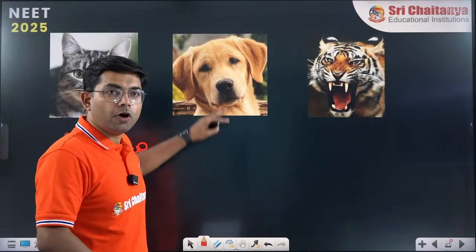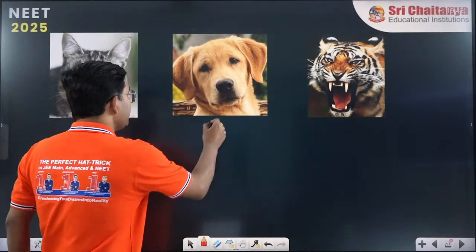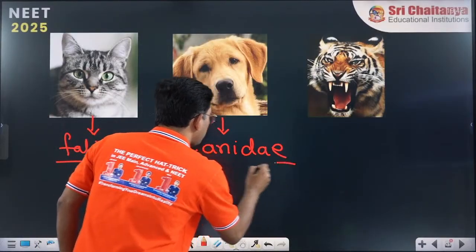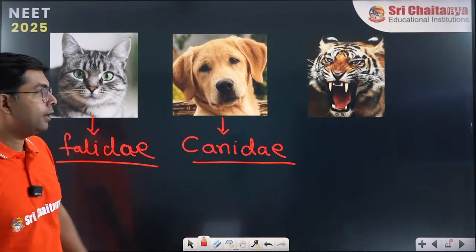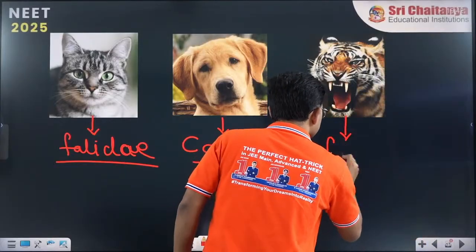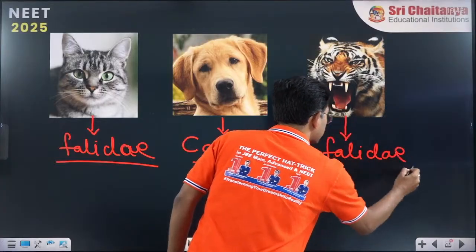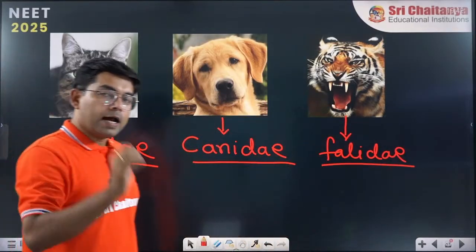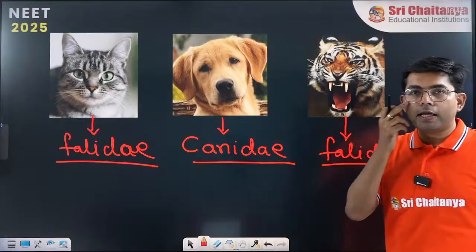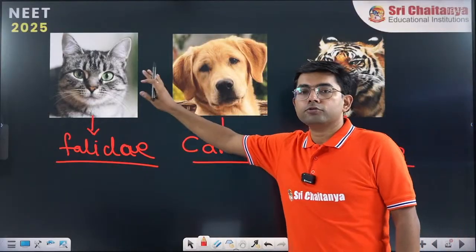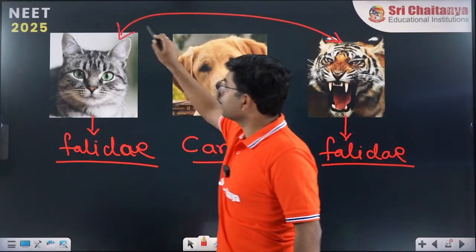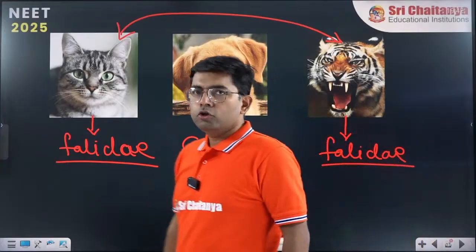Tell me, this is a dog. Which family does this dog belong to? Dog belongs to the family Canidae. And this tiger, which family does it belong to? Tiger also belongs to the family Felidae. So remember, lion, tiger, leopard and cat belong to the family Felidae, but dog does not belong to the family Felidae. Is this point clear? Now, let's move ahead.